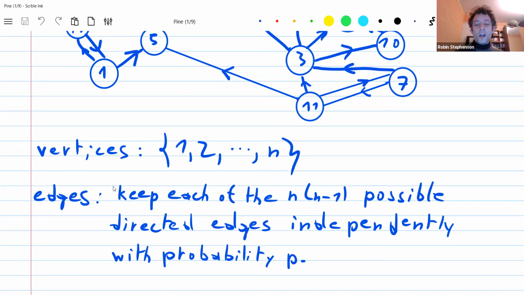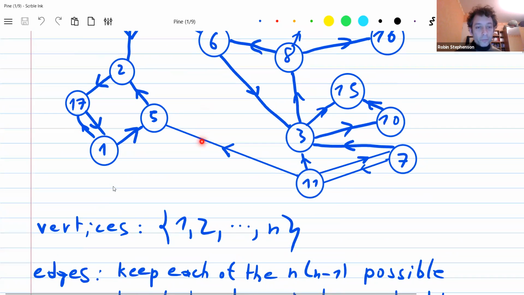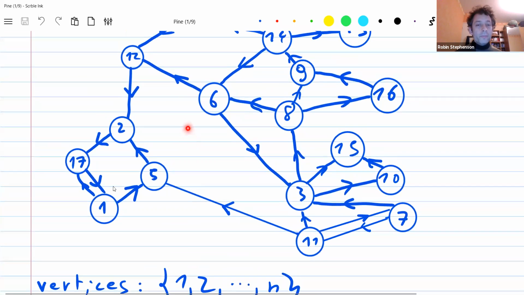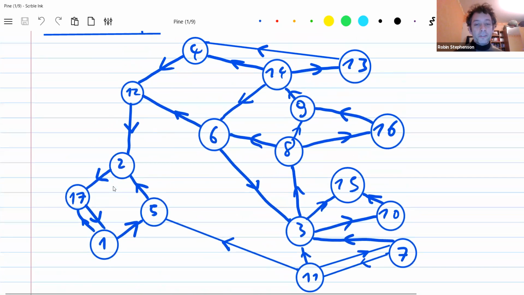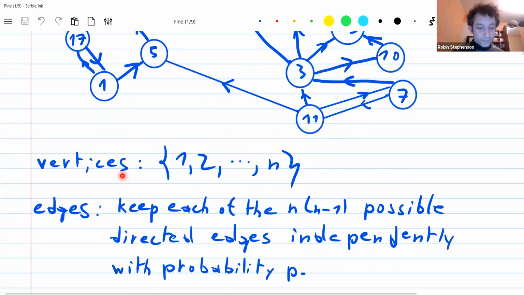And the edges are a rather standard thing. We're going to do basically an edge percolation on the complete graph. So I have n times (n minus 1) possible directed edges. I'm going to keep each one of those independently with probability p. So the probability of ending up with this specific graph would be p to the power of the number of arrows I've drawn, times (1 minus p) to the power of the number of arrows I didn't draw.